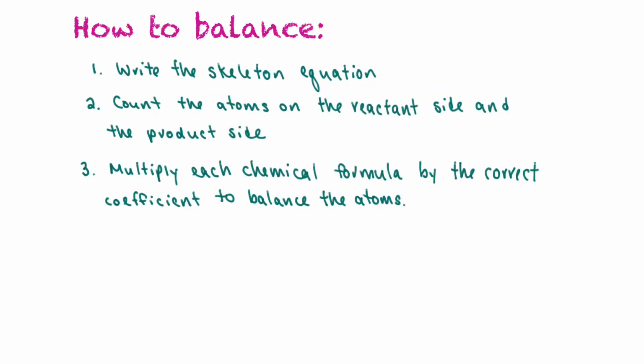So the way we balance chemical equations is we first of all write out the skeleton equation if it hasn't been done for us. We count the atoms on the reactant side and the product side and see where we're out of balance. And then we multiply each chemical formula by the correct coefficient to balance out the atoms in that molecule.